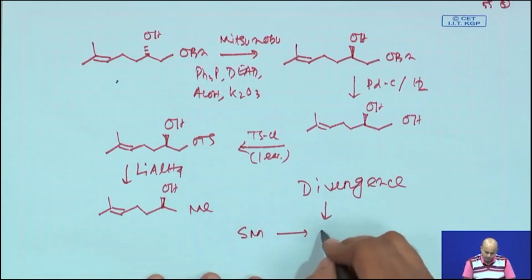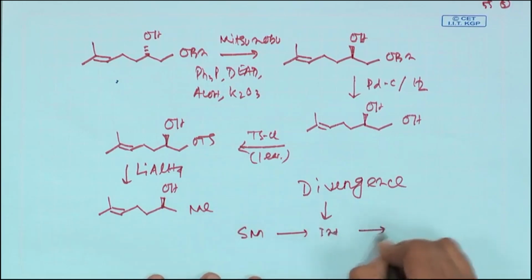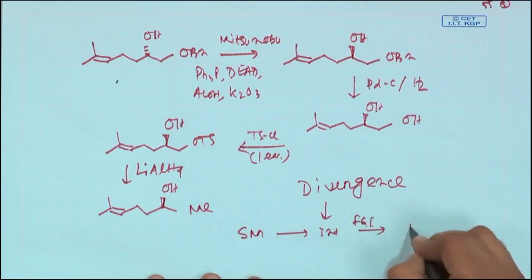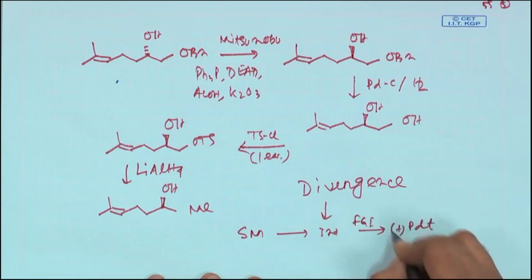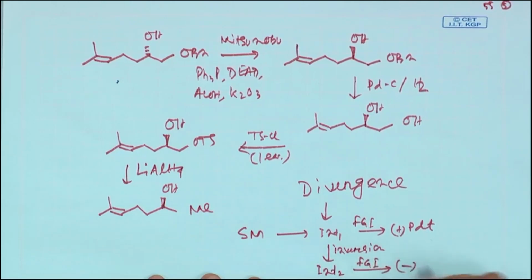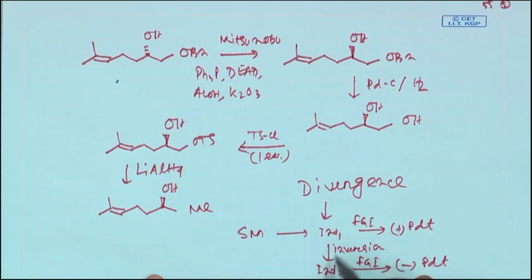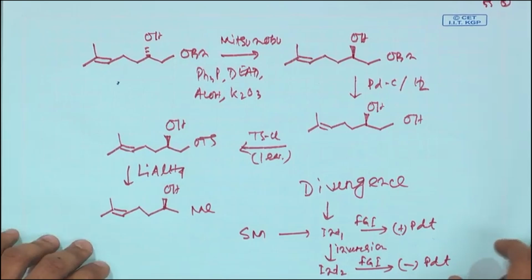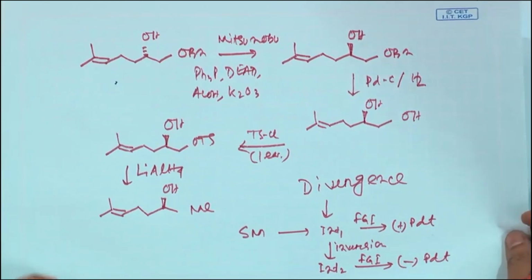The pathway you have already seen: you have an intermediate, you do an FGI, and you get the product, one enantiomer. Now, here I said for this intermediate, if it is possible, you do an inversion or stereomutation, and you get another intermediate which is inverted. Now do the same sequence of FGIs to complete the synthesis. So this stereo inversion or stereomutation was very important, and you can try to think about this kind of reaction in numerous pathways.